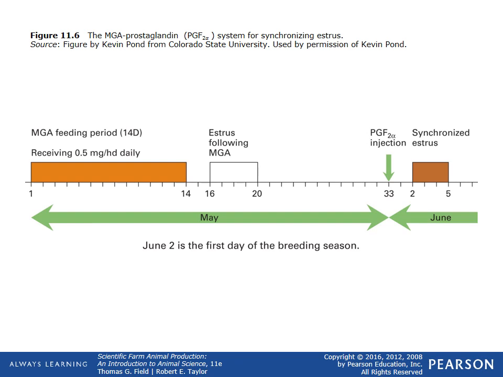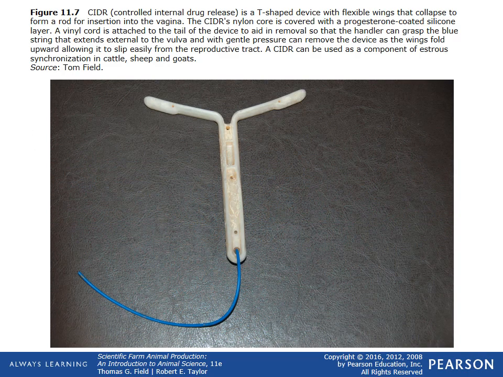I would encourage anytime you get to thinking about doing any kind of synchronization protocol, get your calendar out, make yourself a map, make yourself a list of days, use your phone, whatever. Use some kind of strategy so that you know exactly what day you want to breed and work backwards from there in terms of when shots should be administered or when you should be feeding. Here's an MGA prostaglandin protocol. You're welcome to print this out and use it at home. Here's a picture of a CIDR, an intravaginal CIDR, controlled internal drug releasing device.